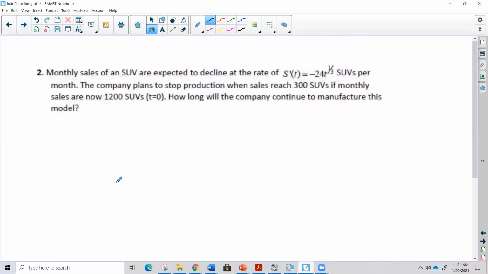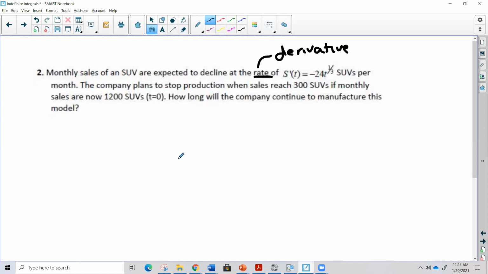Okay, so let's look at another example. Both of these examples are from the Unit 3 packet. So this one says monthly sales of an SUV are expected to decline at a rate of S of t equals negative 24t to the 1/3. Okay, anytime they say rate, it is indicating a derivative. Whether they put the derivative notation or not, it indicates a derivative. So we said the rate is S prime of t equals negative 24t to the 1/3 SUVs per month.